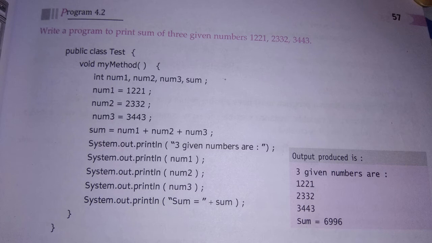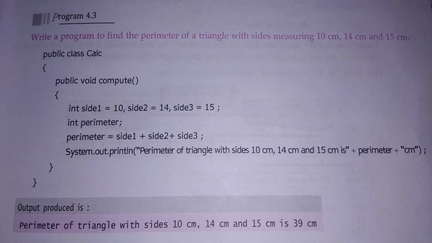Okay, so we will get the output like this. First of all, three given numbers are. Okay, then value of num1, 1221. Next line num2, so it will print the value of num2, 2332. Next line num3, value of num3, 3443, and then sum equal to, so first of all it will print sum equal to, and then after the addition of num1 plus num2 plus num3, 6996, the sum of these three numbers. Okay, so in this way you can print the sum of any given numbers. Okay, let's see the third program.